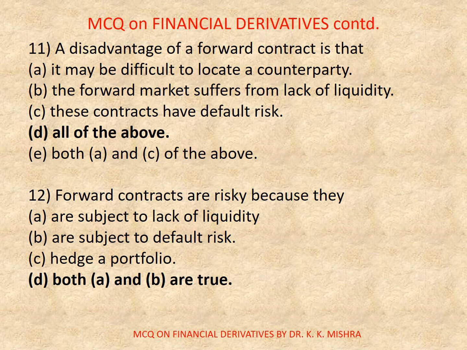Question number 12. Forward contracts are risky because they, options are A. Are subject to lack of liquidity. B. Are subject to default risk. C. Has a portfolio. D. Both A and B are true. Correct option is D. Both A and B are true.